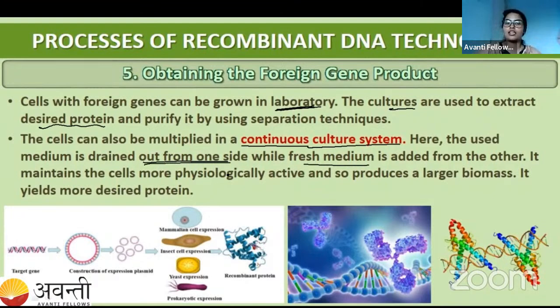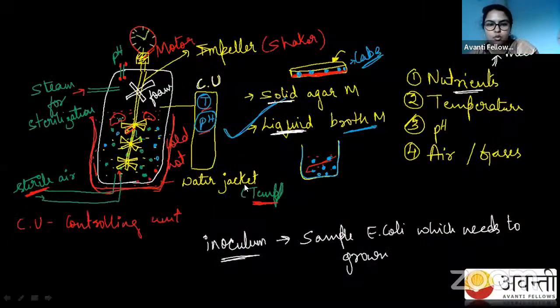ಸೊ ಇದರಿಂದ ಏನಾಗುತ್ತೆ, ನಾವು ಬಯೋರಿಯಾಕ್ಟರ್ ನಲ್ಲಿ ಮೇಂಟೈನ್ ಮಾಡ್ತಾ ಇದ್ದೇವಲ್ವಾ, ಅದು ಕಂಟಿನ್ಯೂಸ್ಲಿ ರನ್ ಆಗ್ತಾ ಇದೆ. ನಮಗೆ ಲಾರ್ಜರ್ ಬಯೋಮಾಸ್ ನಲ್ಲಿ we can extract the product. Okay, so ultimately we will get the desired protein, that is insulin. Okay, so this is what I wanted to tell you.